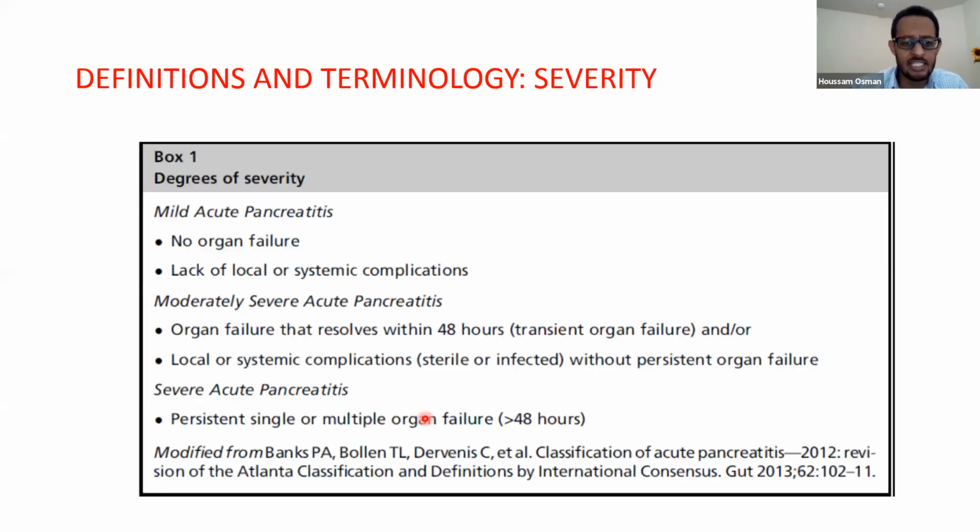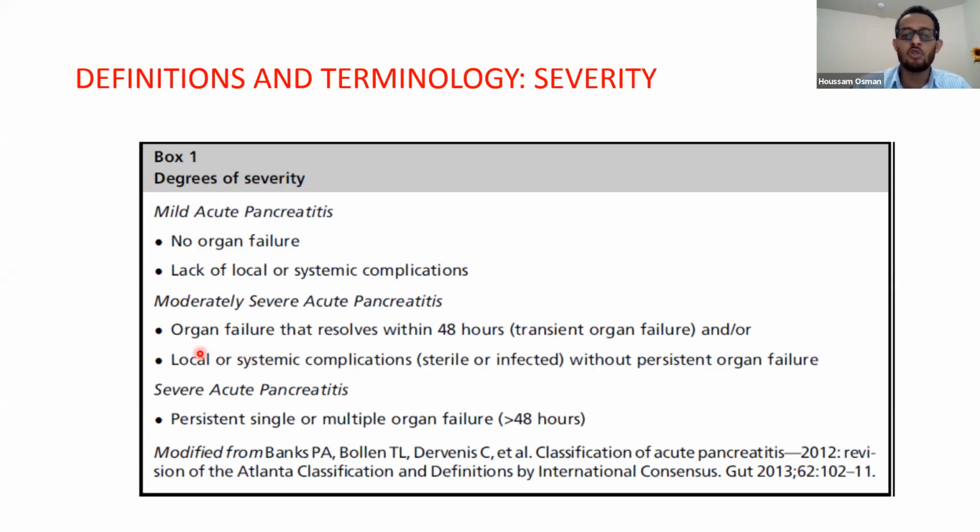As you will find on this slide, mild acute pancreatitis has no organ failure and no local or systemic complication. These are the patients who come to the emergency department, the majority of them with acute pancreatitis, and it does resolve within a week or so. The other type is the moderately severe acute pancreatitis.